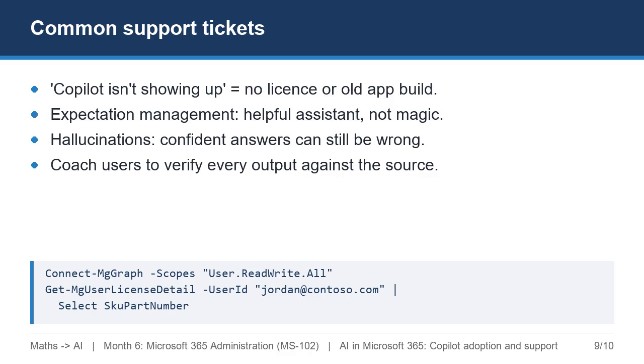Now the tickets you'll actually see. "Copilot isn't showing up" is almost always either no license assigned or an out-of-date app, so check both. Expectation management is huge. People expect magic and get a helpful but imperfect assistant. And hallucinations, Copilot can sound completely confident and still be wrong. The little PowerShell snippet here shows how you'd connect with the Graph SDK and check a user's licenses. Above all, coach users to treat every Copilot answer as a draft and verify it against the source.